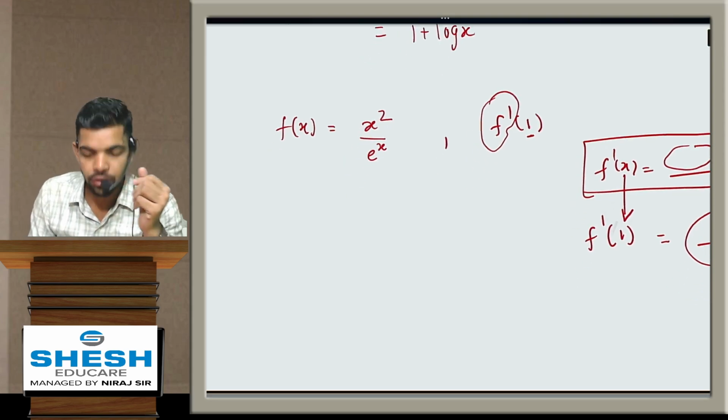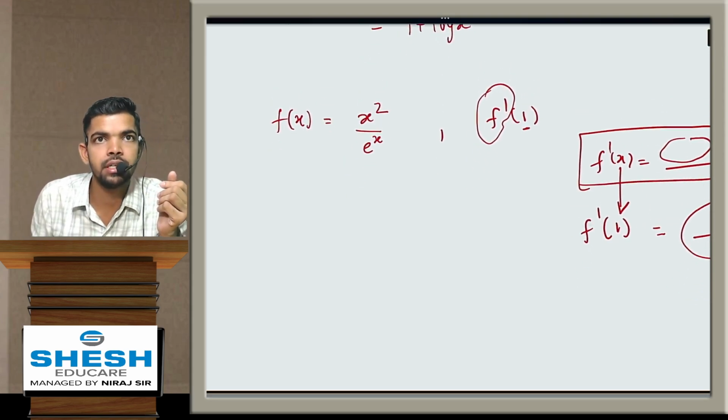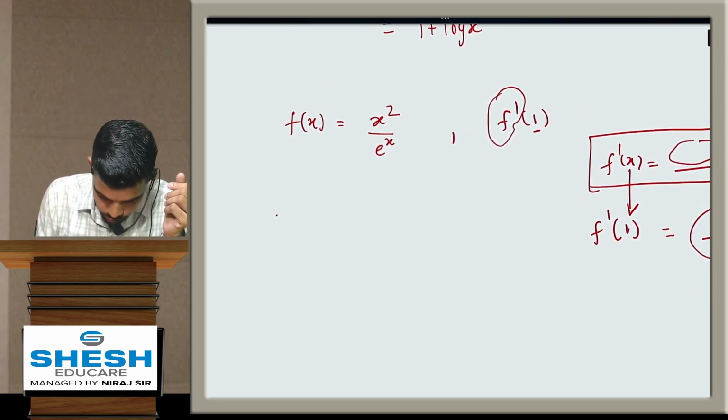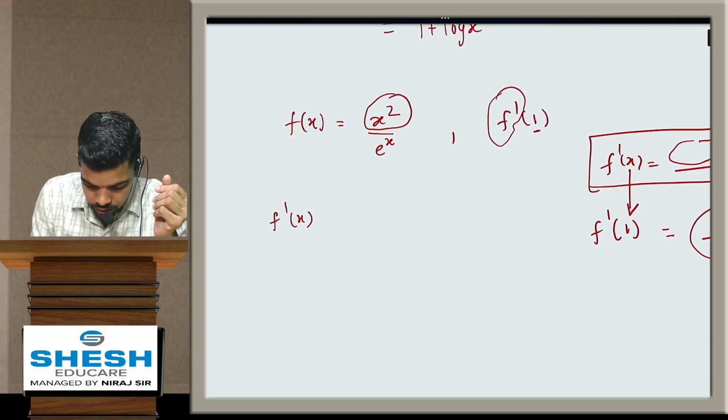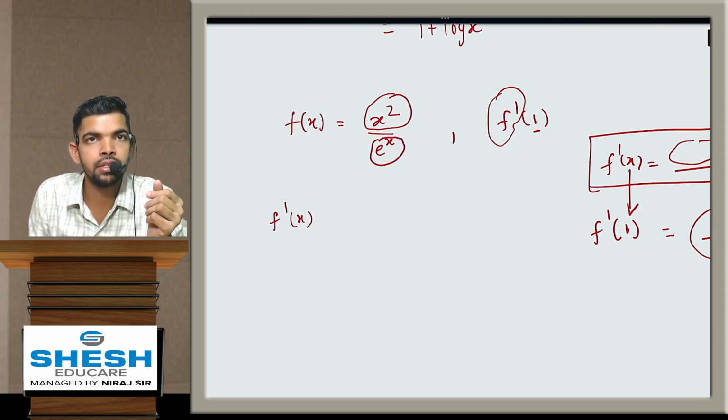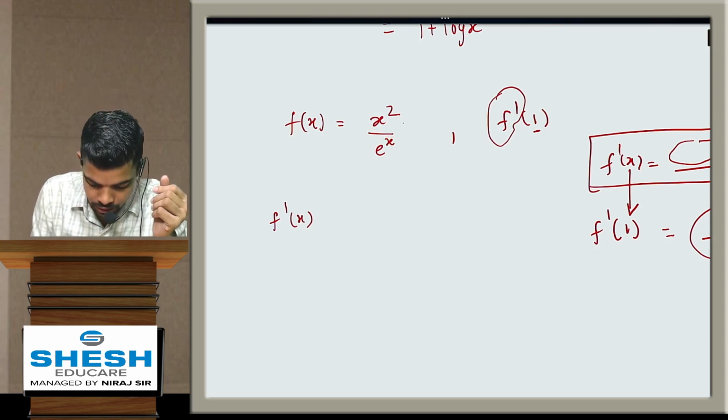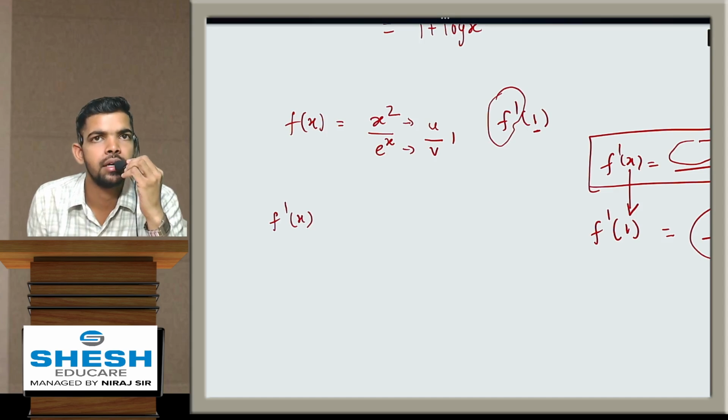So first let's find f dash of x. This is a term with x, this is also a term with x. So the two x terms are in division. So what we will do? We will apply u upon v rule. So what is the formula?